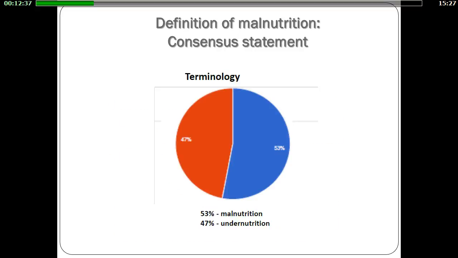And so there was an expert panel. They first voted on the terminology. You can see that malnutrition and undernutrition were proposed, and malnutrition was preferred by a slight majority of voters.